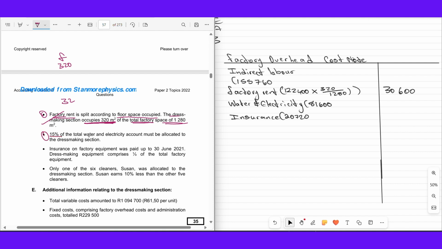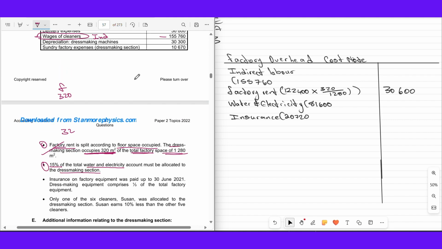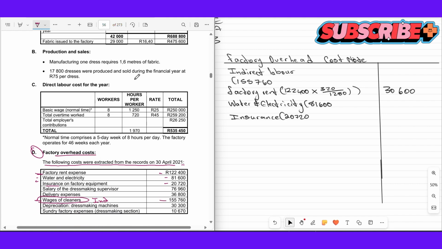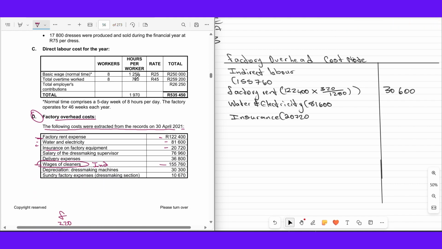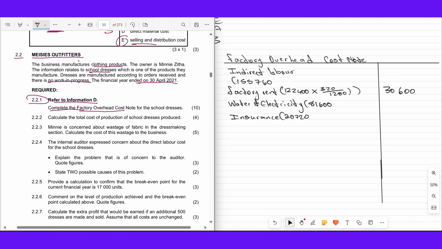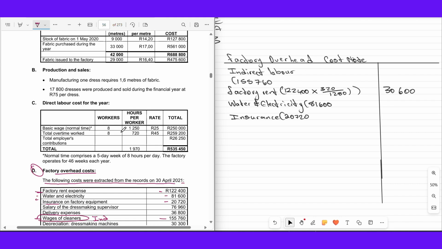15% of the total of water and electricity account must be allocated to the dressmaking section. When they are saying dressmaking section, they are simply referring to our factory overhead, because when you check there, they told us that the business manufactures clothing products. The owner is Minizita. The information relates to the school dresses, so they are telling us to complete the factory overhead note for the school dresses.